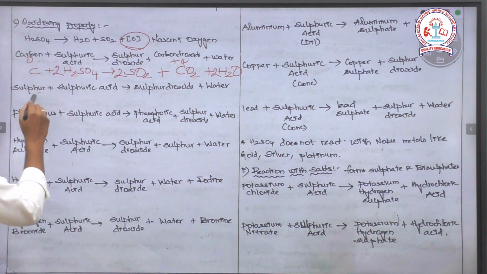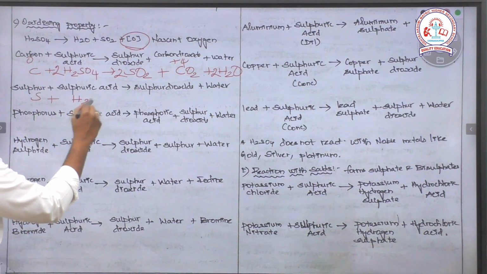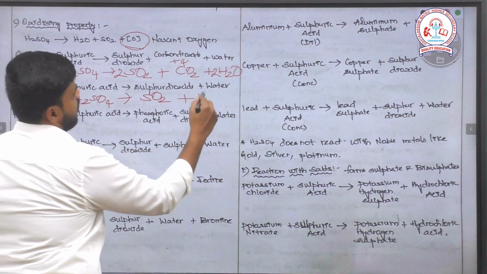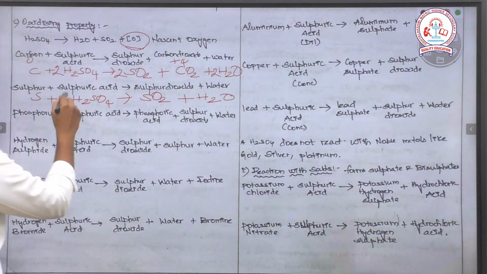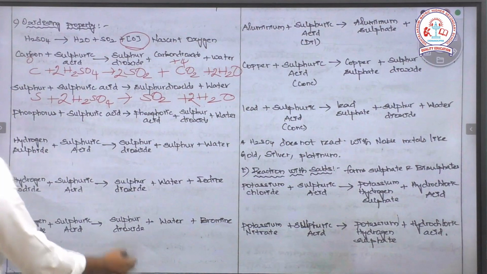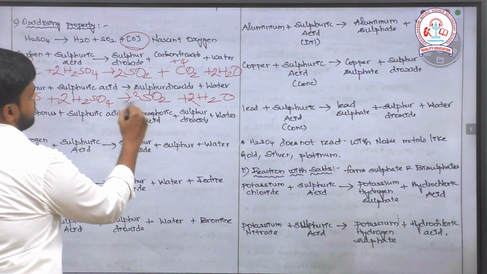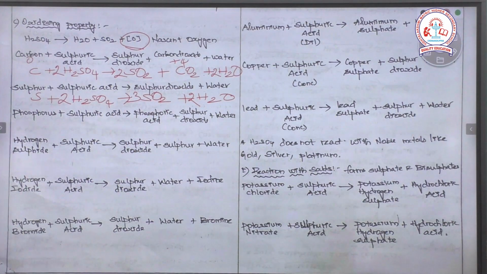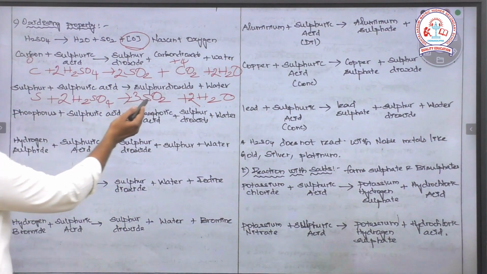So the next, sulfur reacts with the sulfuric acid to form sulfur dioxide plus water. To balance, I'll make it as 2 here, because even number has to be balanced. Then I need to check with the sulfur. Sulfur here it is 3, so it is 3. Oxygen 8, 6 plus 2, 8. Hydrogen 4. Equation is balanced. Then sulfur also here it is 0 oxidation state. There it is plus 4.